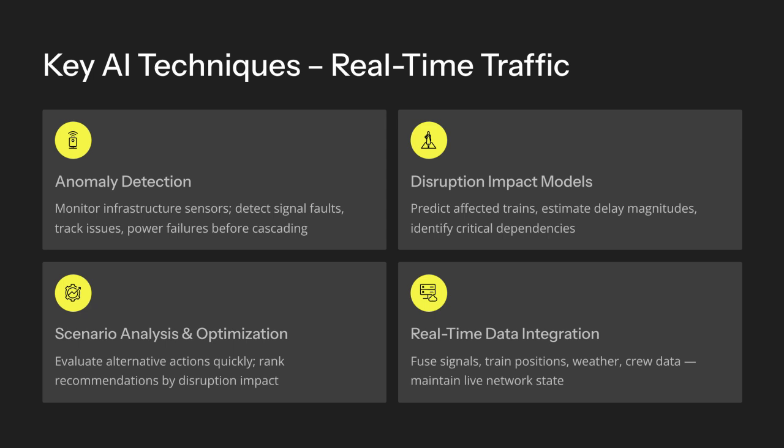And underpinning all of this is real-time data integration. None of these techniques work without current accurate data: train positions and speeds, scheduled versus actual times, crew status and availability, rolling stock status, which units are in service, which are undergoing maintenance, weather and seasonal conditions, passenger loads from ticketing systems. All of that data from multiple sources, updating continuously, needs to be fused into a single coherent picture. That's what a real-time data platform does. It's the foundation everything else sits on.